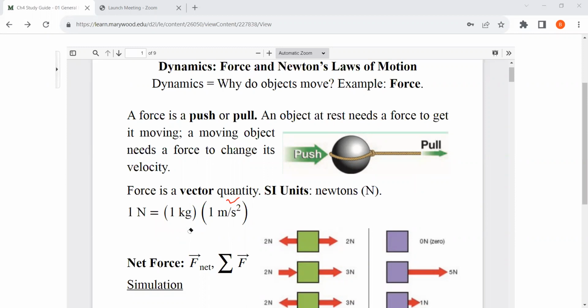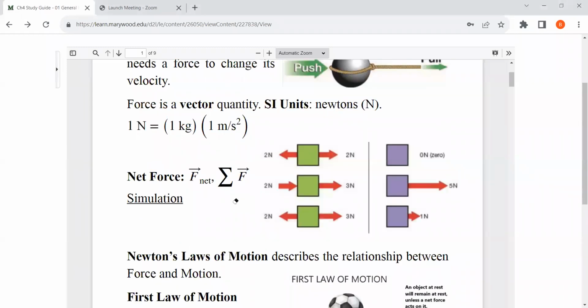Next is the net force. To represent net force, we use either the subscript net explicitly or the sum symbol. But what is net force? To understand this, let's go to this simulation.